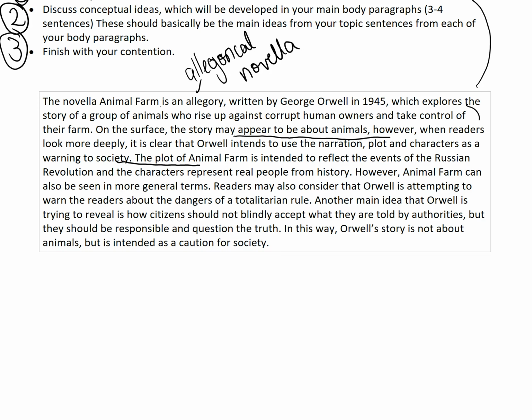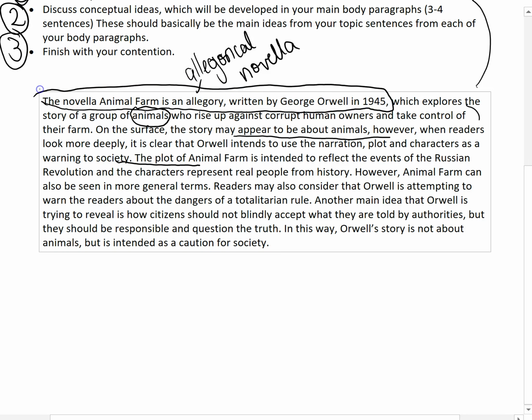It's kind of a one sentence with the plot of Animal Farm, but what's important is the topic, or the part of the topic that I'm touching on or trying to touch on, is that of animals. Okay, so this part, the novella Animal Farm is an allegory written by George Orwell in 1945, is the general statement about the text, and I've continued it by adding some more information, and the point of it is animals. Okay, that's because I'm going to now discuss the fact that the essay question appears to be about animals, but it's about more than that.